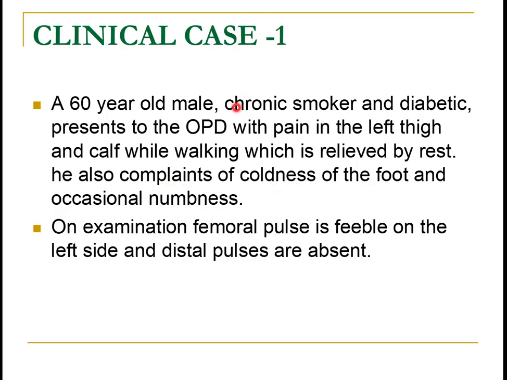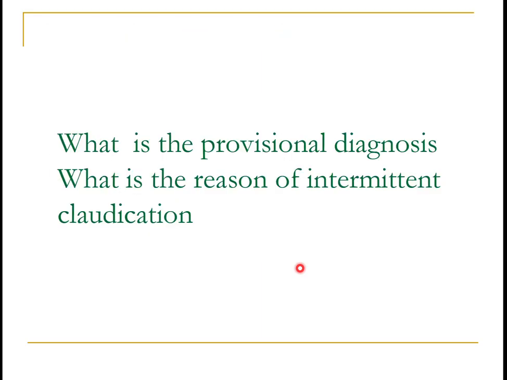So here the important key points which we have to notice is an old man who is a chronic smoker and diabetic. He has pain while walking, which is relieved by rest. Now, this is called as the intermittent claudication. On examination, the femoral pulse is feeble on the left side and the distal pulses are absent. So, what is the provisional diagnosis and what is the reason for the intermittent claudication?